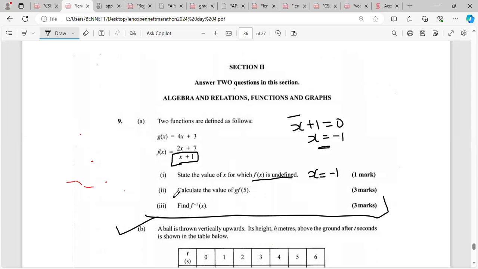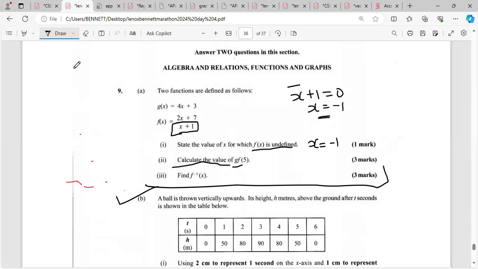And this part now says calculate the value of gf(5). Now, Erica, I saw where you had everything perfect, but for some reason it looked like you started a fresh question. You didn't plug in the 5, but I think you combined it perfectly. I didn't see where you put in the 5 and then worked it down. So I'm not sure.